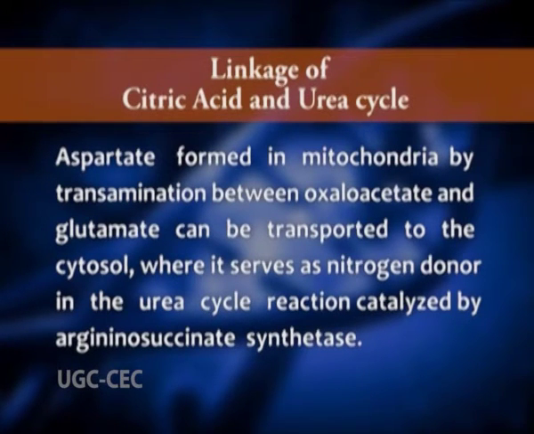Aspartate formed in mitochondria by transamination between oxaloacetate and glutamate can be transported to the cytosol, where it serves as nitrogen donor in the urea cycle reaction catalyzed by argininosuccinate synthetase. These reactions, making up the aspartate-argininosuccinate shunt, provide metabolic links between the separate pathways by which the amino groups and carbon skeletons of amino acids are processed.